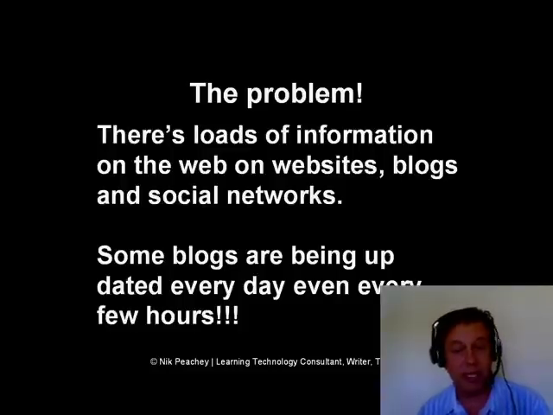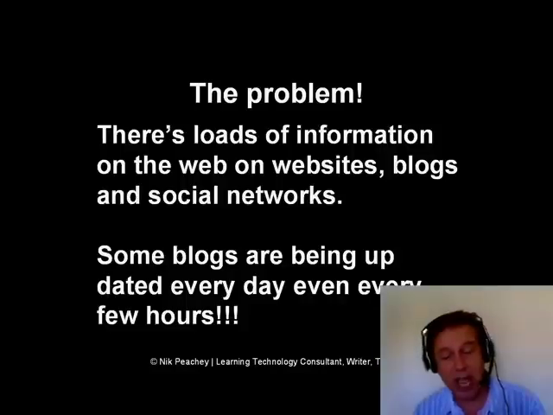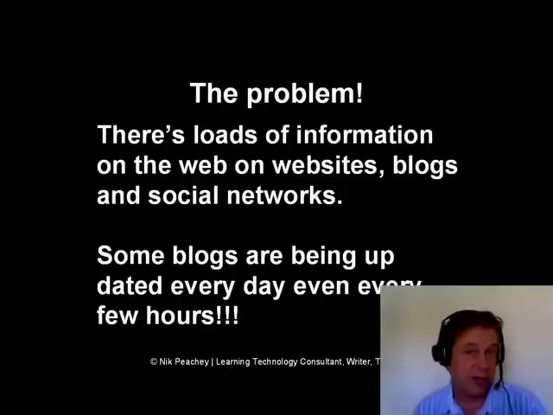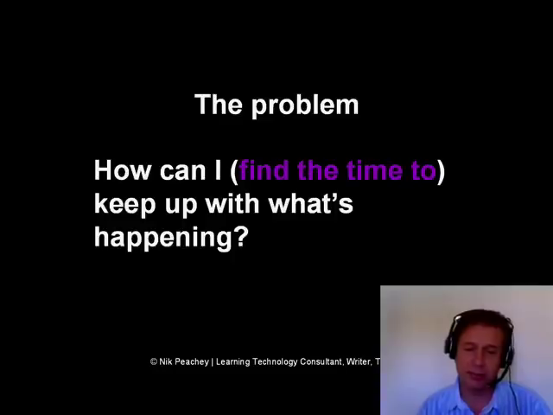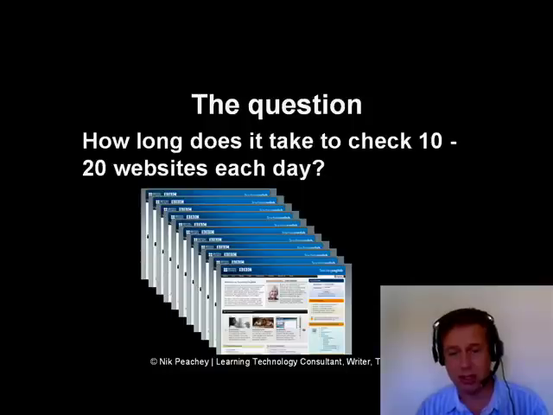But that in itself really is part of the problem. There's so much information out there on the internet. It's changing very quickly. People's blogs are being updated sometimes every hour, and there are so many of them, so that becomes the problem in itself. So the problem is not where to find the information or how to find the information, but how to find the time to keep up with the changing information, and that's where RSS helps.